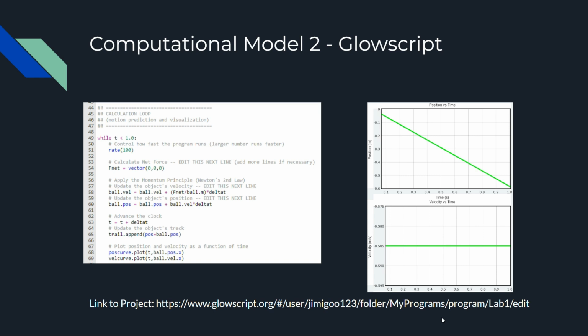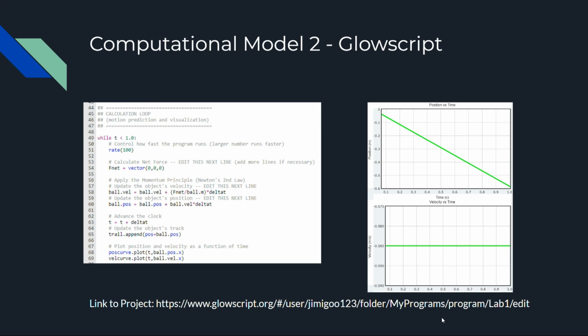Finally, to predict the position according to its time, I use the velocity update formula and position update formula obtained through Newton's second law. After all the code was updated accordingly, I found the average velocity to be a constant value of negative 0.585 meters per second throughout the whole motion, and obtained the position and time graph.